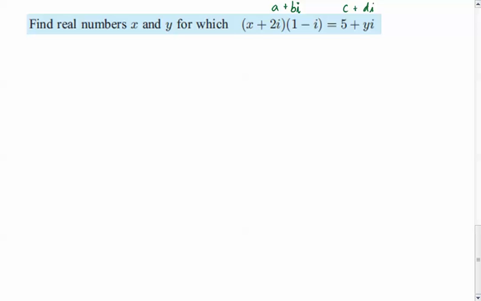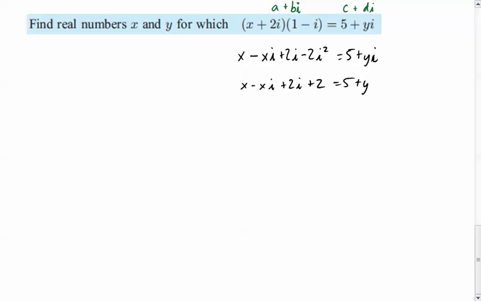So what I'm going to do is I'm going to go ahead and FOIL this because it doesn't do me any good to have it in the two binomials there. So x times 1 is x. x times i, yeah, wishful thinking. So minus xi, 2i times 1 will be plus 2i, and then 2i times negative i will be minus 2i squared, still equal to 5 plus yi. Of course, I can simplify the i squared, so I'm going to have x minus xi plus 2i, and then minus 2i squared will turn into plus 2.